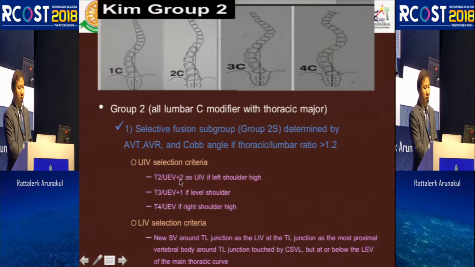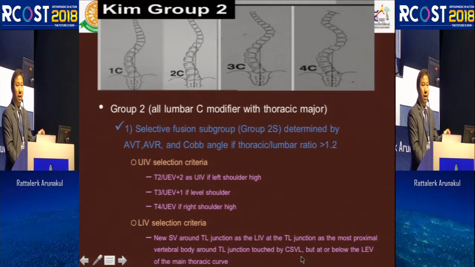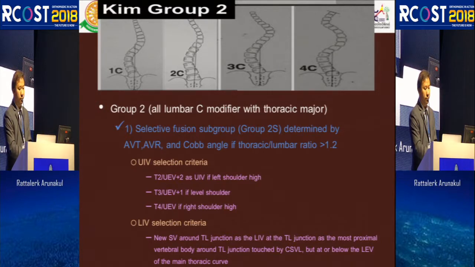And then the UIV is about the same: T2 if the left shoulder is high, and T4 if the right shoulder is high. The LIV selection criteria is the new SV around the TL junction, the most proximal vertebral body around the TL junction touched by the CSVL, but it has to be below the LEV of the main thoracic curve.